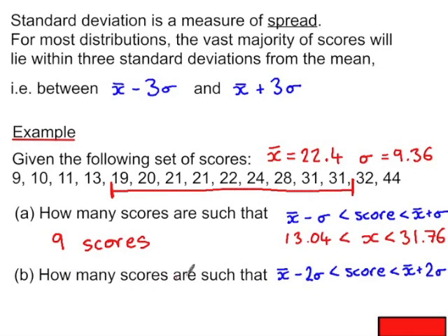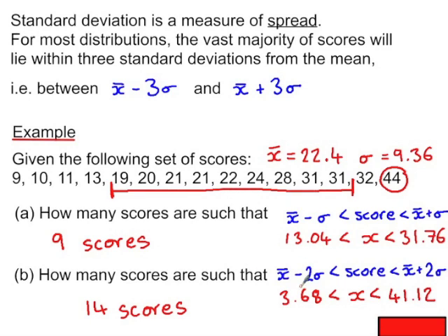Part B asks how many scores lie within 2 standard deviations of the mean. So if we take the mean and subtract 2 standard deviations, that's 3.68. And if we take the mean plus 2 standard deviations, that's 41.12. The only score which is outside of this range is the 44. So we have 14 scores which lie within 2 standard deviations of the mean.